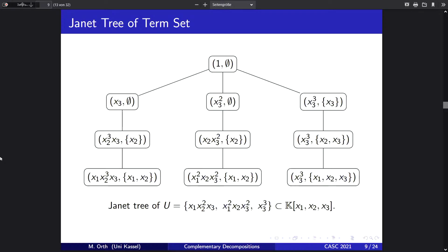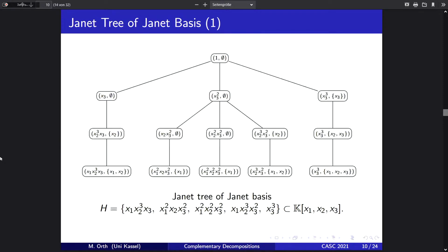Note that we always list the child nodes from lowest to highest degree. This is here relevant only for x_3 degrees. We have degree 1, 2, and 3. And so one can also easily read off which variables become multiplicative. Here, for instance, the variable x_3 only gets multiplicative for the term having maximal x_3 degree. Okay, this set is not yet a Janet basis.